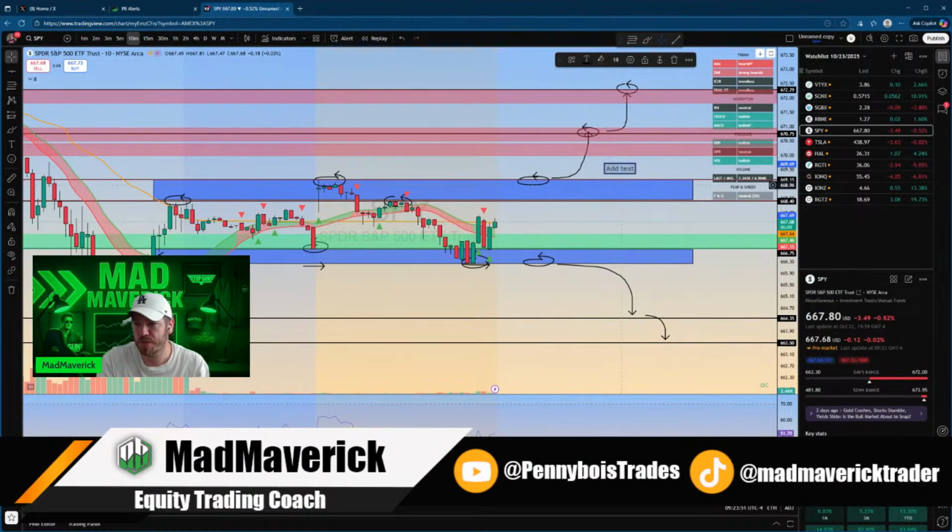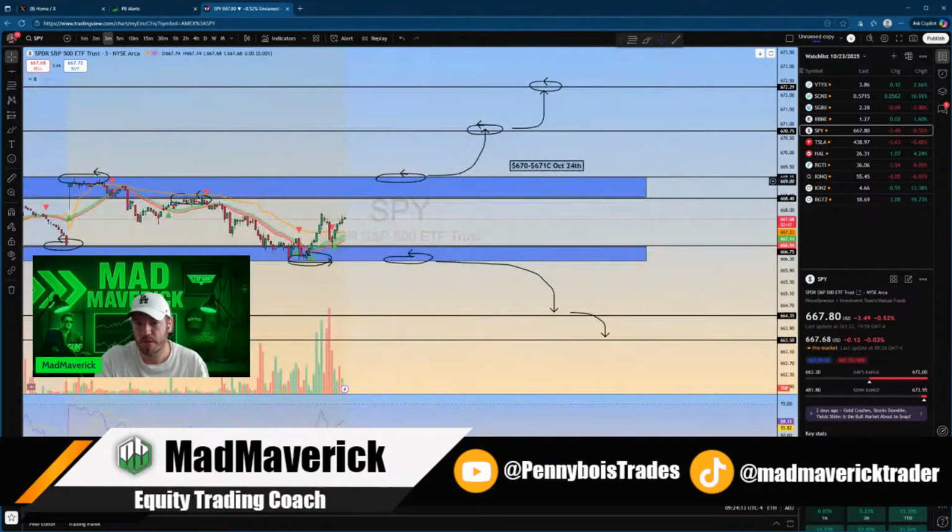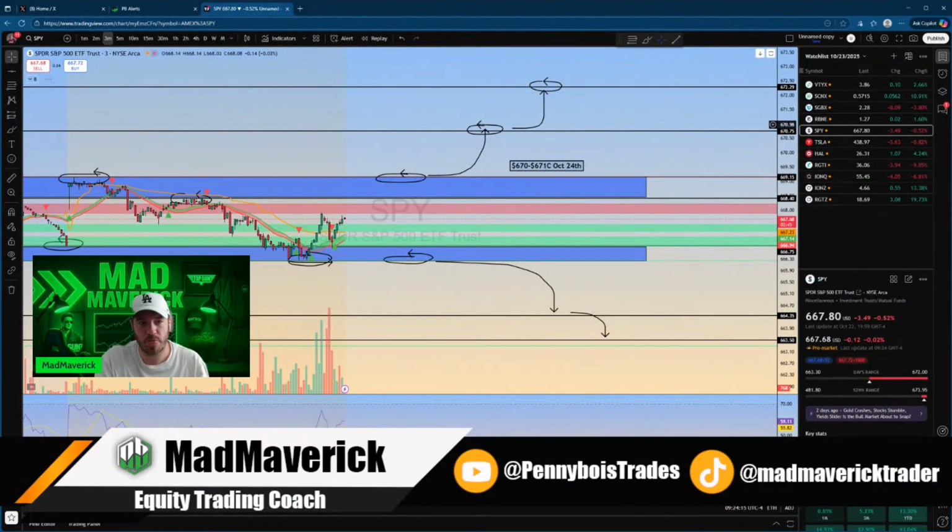To the upside, once we clear 669.15, I'm going to look to play 670, or if you want to look cheaper, 671 calls for October 24th. Once we clear this box right here, right? Two 3-minute candles above that area. I'm going to go down to the 3-minute, so we see the chart in the 3-minute. Once we get across there on the 3-minute candlestick and close above, then I look to take that trade.